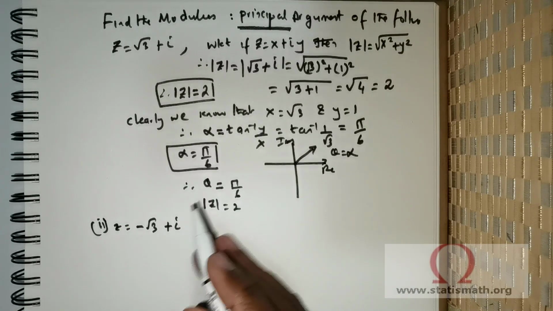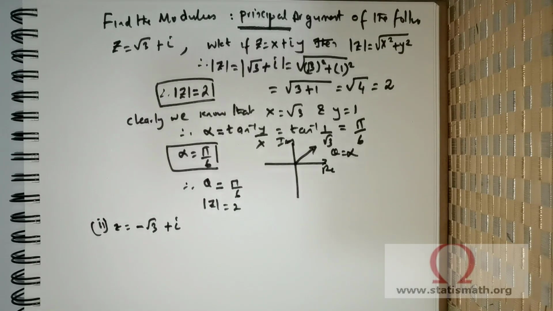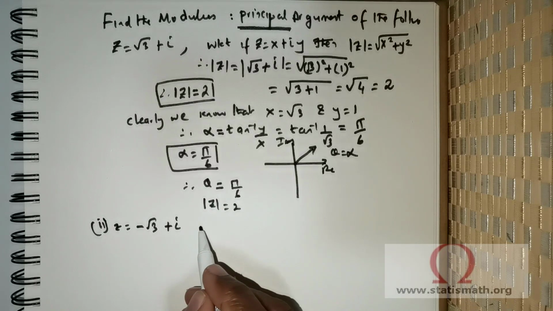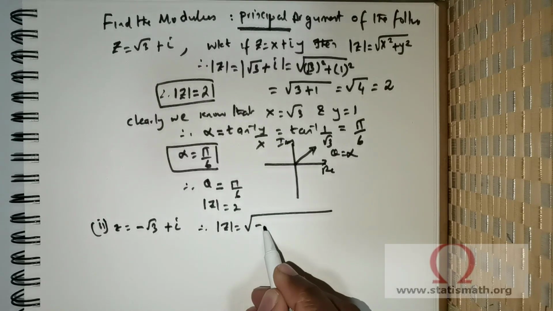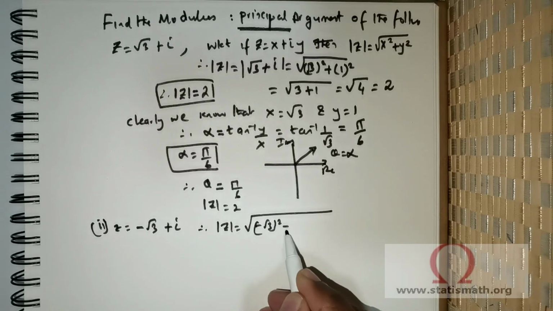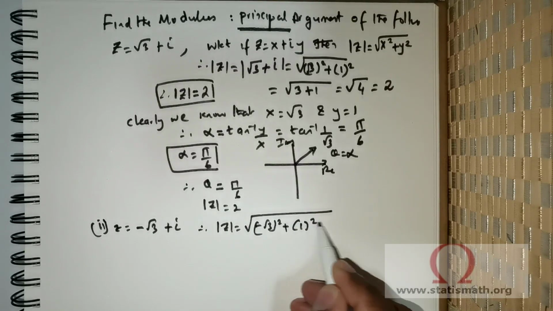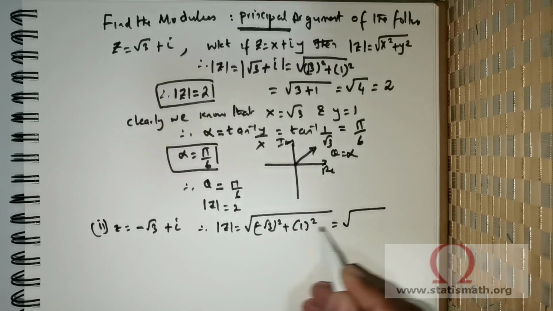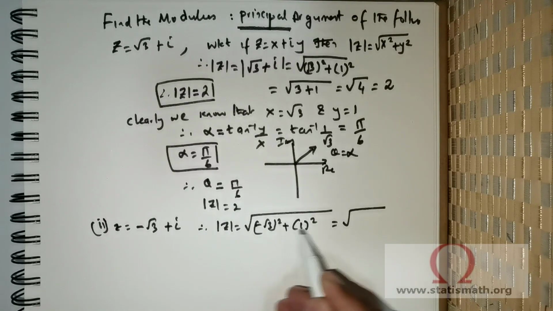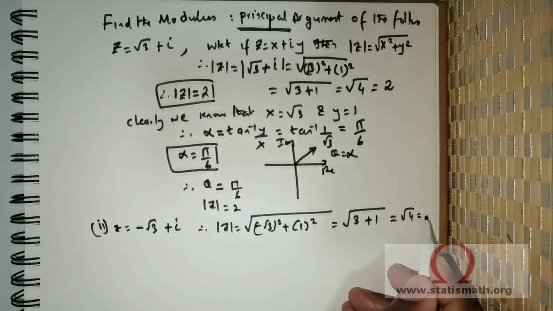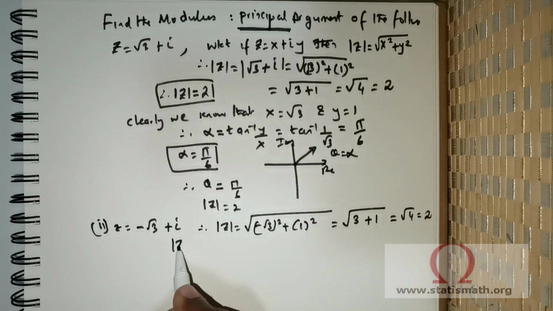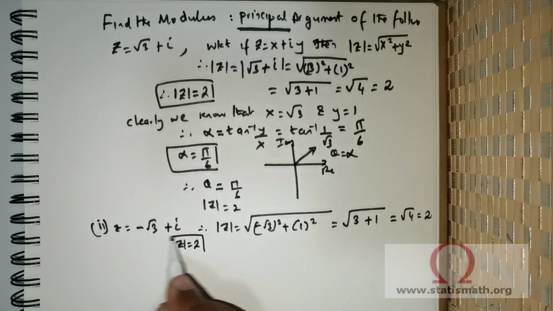Students, we are given this next question. We are expected to find the modulus and the principal argument for this. So therefore clearly mod of z is going to be root of negative root 3 raised to the power 2 plus 1 raised to the power 2. This is equal to root of negative root 3 squared will give me 3 added with 1, which is going to be root of 4, which is going to be equal to 2. So modulus of z is equal to 2.